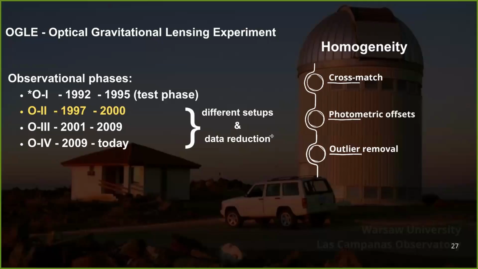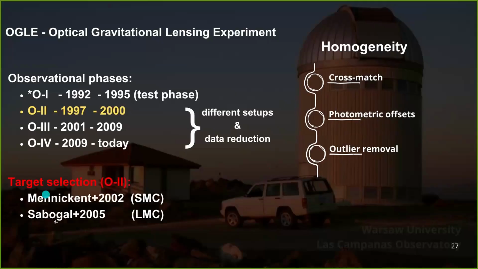We do some procedures like cross-matching the light curves across all the 3 phases. We need to offset photometrically because the different reduction procedures lead to small changes in the photometric calibration. So we need to apply a photometric offset. And also we have to remove the outliers that were present in some light curves.